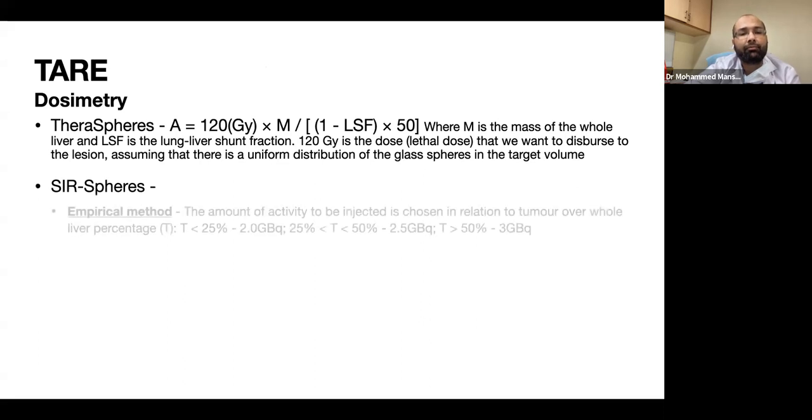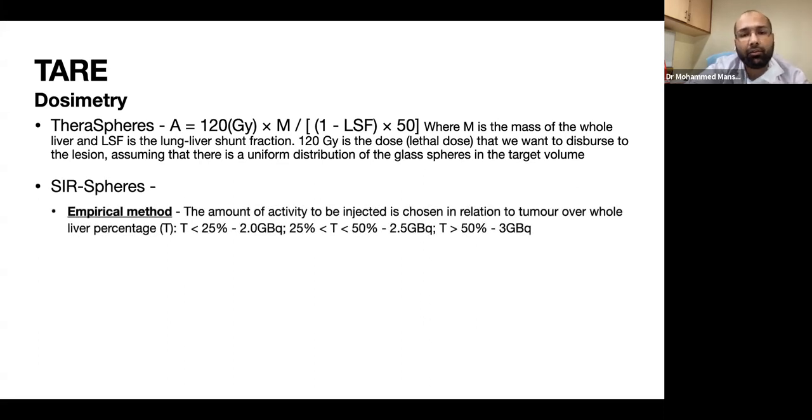Whereas with spheres, we have basically different methods of calculating dosimetry. The first one is the empirical method, where the amount of activity injected is in relation to the volume of the liver. If the volume of the tumor is less than 25% of the volume of liver, we inject 2 gigabecquerels. If the volume of tumor is more than 25%, but less than 50% of the volume of liver, we inject 2 to 2.5 gigabecquerels. And if the volume of tumor is more than 50% of the volume of liver, we can inject up to 3 gigabecquerels.